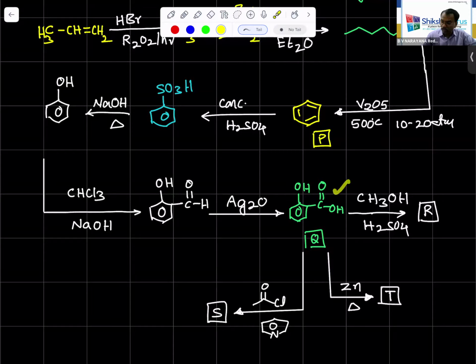Carboxylic acid reacts with alcohol in the presence of only acidic medium. Here basic medium is not useful. What will happen? Carboxylic acid reacts with alcohol, and it will convert into carboxylic acid ester. It is a Fischer esterification.